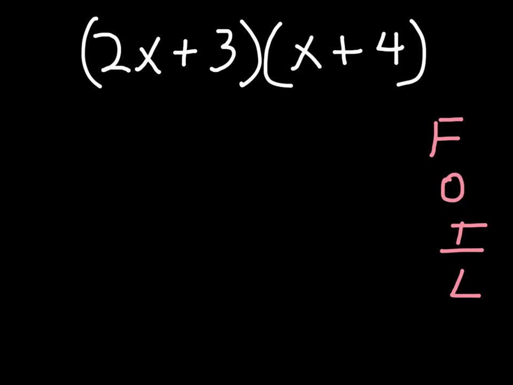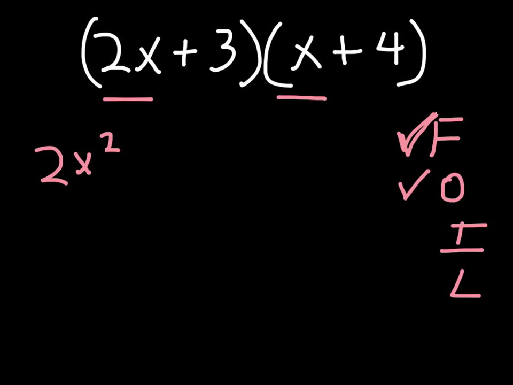The first thing we're going to do is multiply the very first term in each. So I have a 2x and an x. The 2x is the first term in the first binomial. The x is the first term in the second binomial. Well, what's 2x times x? What's x times x? Well, that's x squared, so 2x times x is 2x squared. So I've taken care of multiplying the first terms.